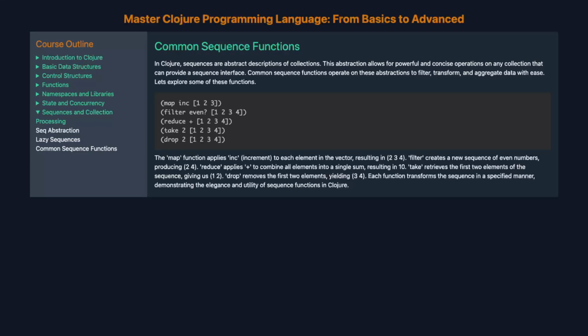The map function applies increment to each element in the vector, resulting in 2, 3, 4. Filter creates a new sequence of even numbers, producing 2, 4. Reduce applies plus to combine all elements into a single sum, resulting in 10. Take retrieves the first two elements of the sequence, giving us 1, 2. Drop removes the first two elements, yielding 3, 4. Each function transforms the sequence in a specified manner, demonstrating the elegance and utility of sequence functions in Clojure.